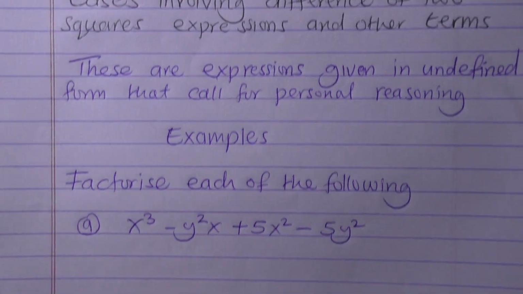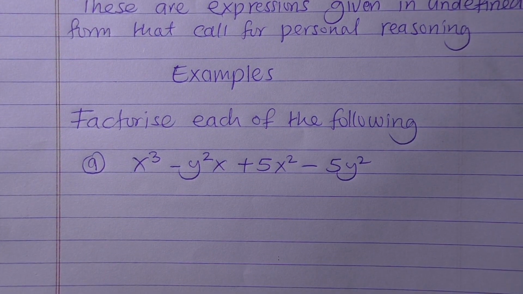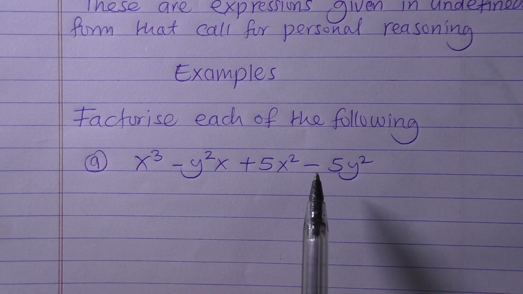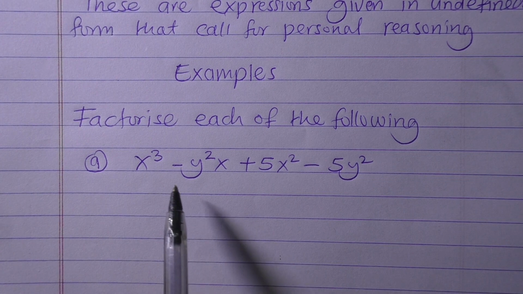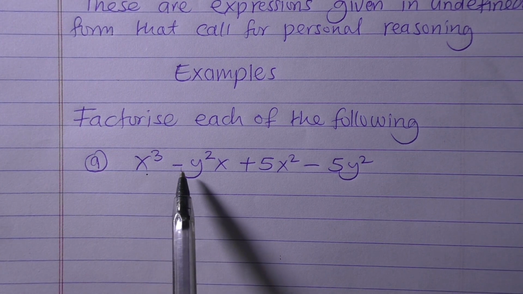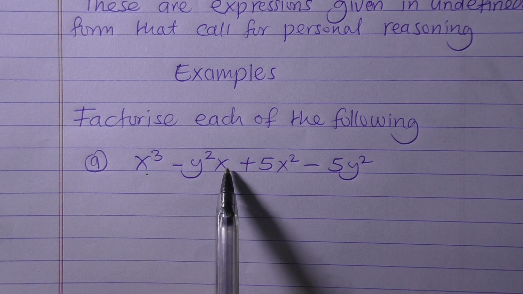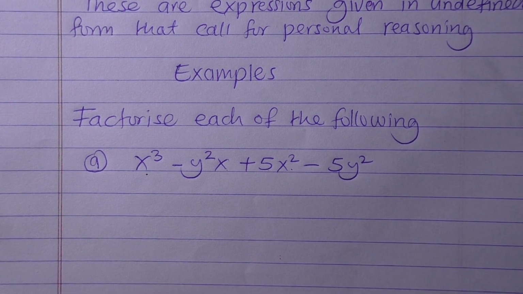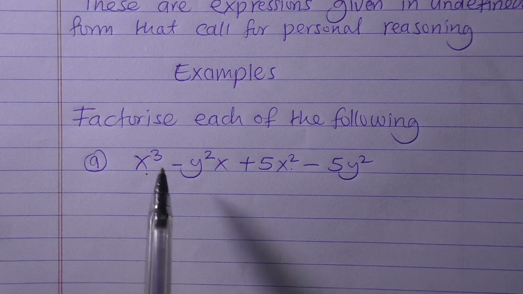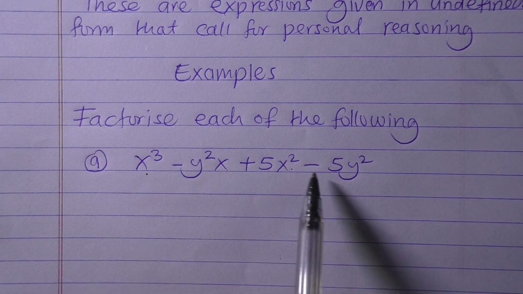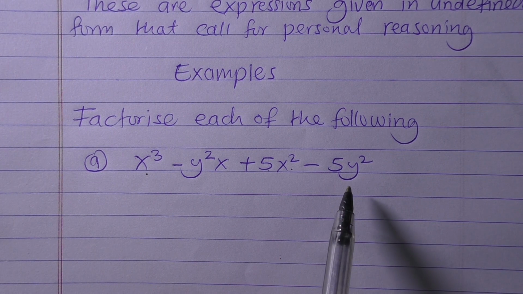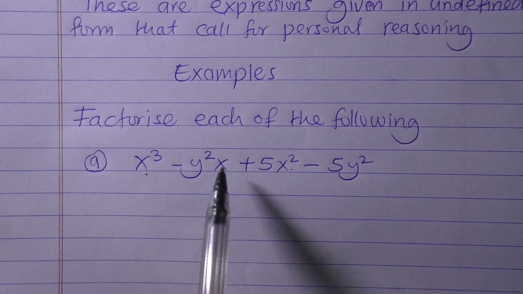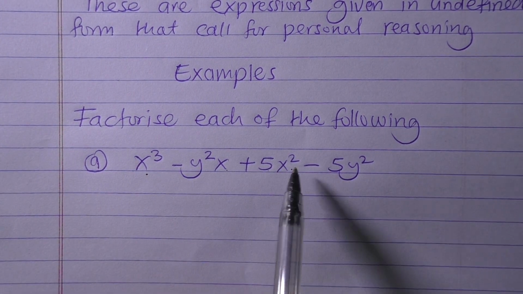For instance, in our first example, where we are told to factorize each of the following completely, in part A, we have x cubed minus y squared x plus 5x squared minus 5y squared. So we see that the difference of two squares have been mixed with other terms. So here we shall first of all look at the expressions we are given.